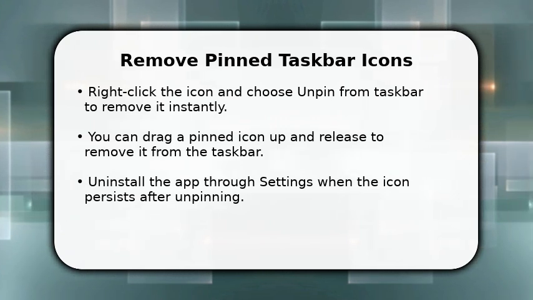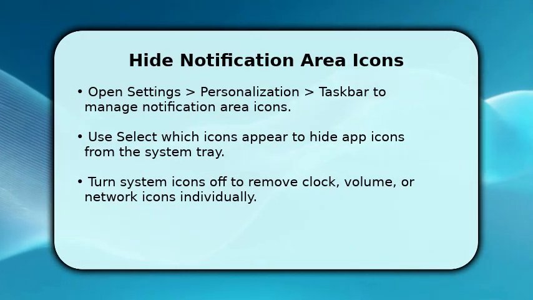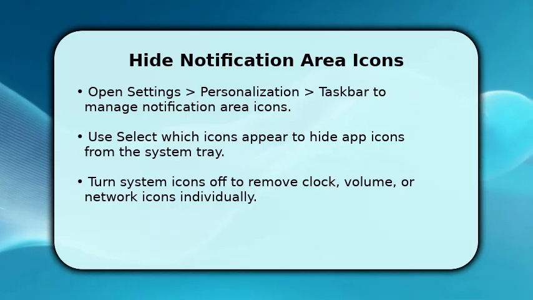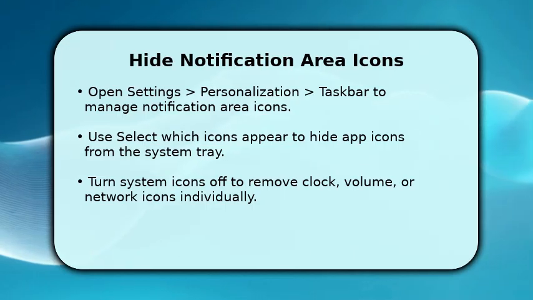To hide notification area icons, open Settings, then go to Personalization and Taskbar. Scroll to the Notification Area section and click Select which icons appear. Toggle individual app icons off to hide them from the system tray immediately.